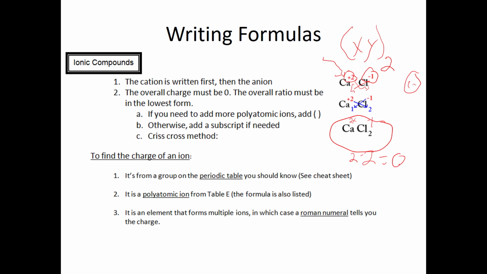So 2 minus 2, we know equals 0. When you find the charge of an ion, it's from a group on the periodic table. Okay, so we know our little cheat sheet. We said group 1 is +1, group 2 is +2, 3 is +3, 13 is +3, 14 is ±4, 15 is -3, 16 is -2, 17 is -1, and then 18, which is 0. Polyatomics you find right on table E, and that tells you the charge there.